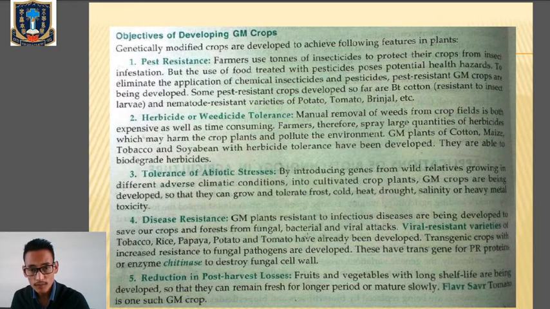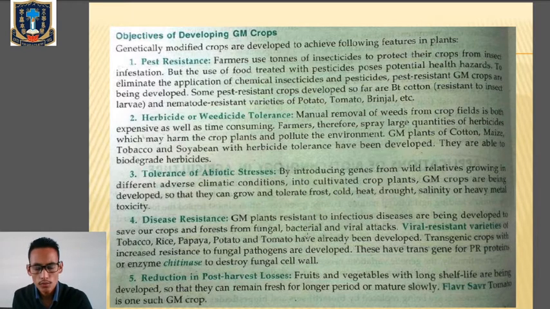But we have learned that the use of those chemicals is very harmful, not only to the soil, as it decreases soil fertility, but it also hampers the health of human beings. So the use of those agrochemicals must be stopped. It must be replaced by the use of biopesticides and biofertilizers. To eliminate the application of chemical insecticides and pesticides, pest resistant genetically modified crops are being developed.